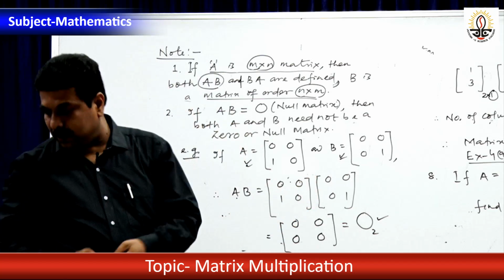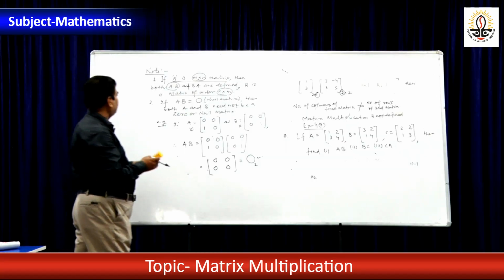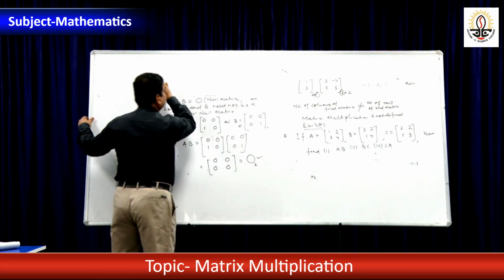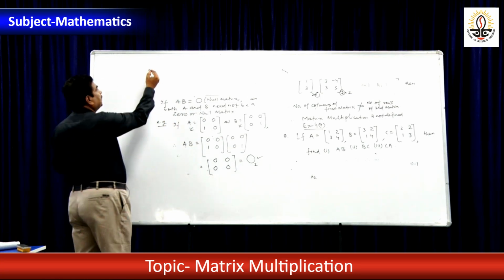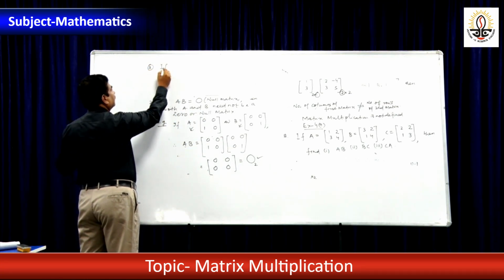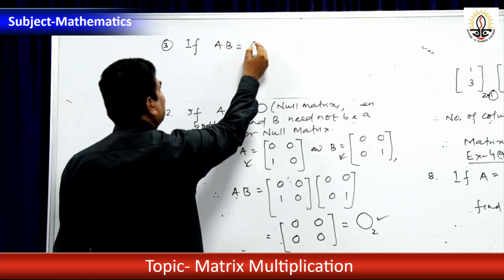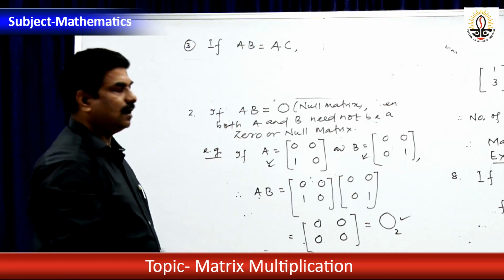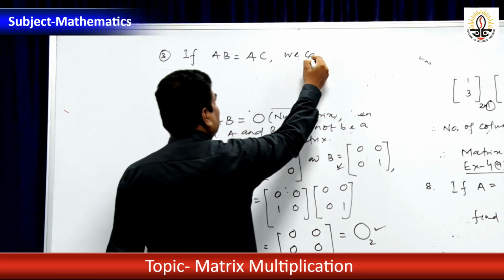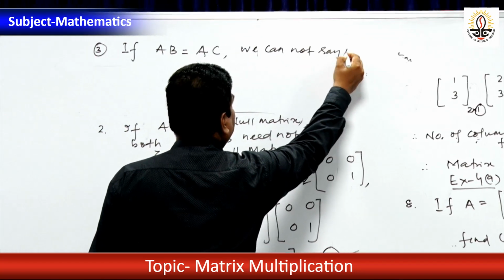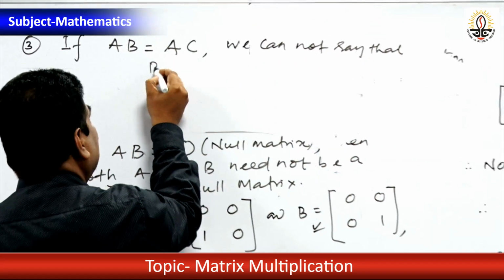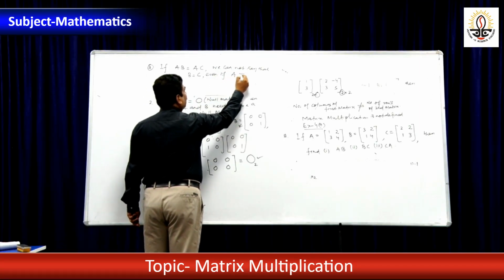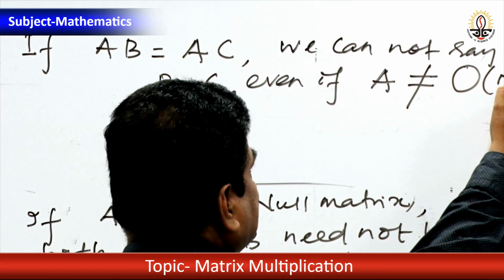Okay. The third point is also an important point. Third point: if AB is equal to AC, dear you see, AB is equal to AC, we cannot say that B is equal to C even if A is not equal to the null matrix.